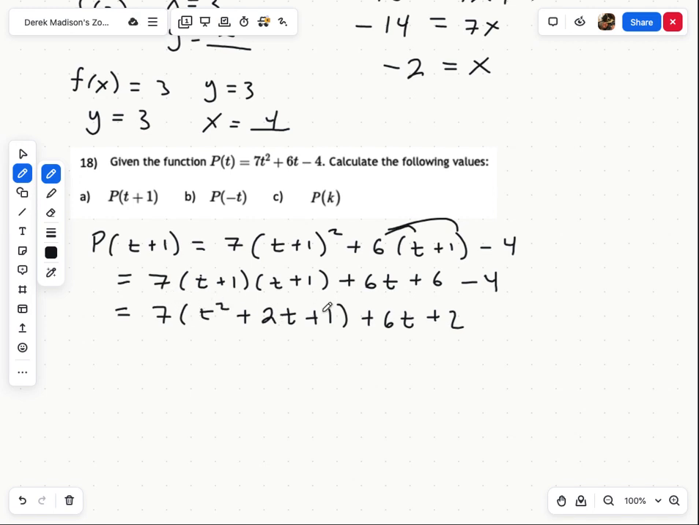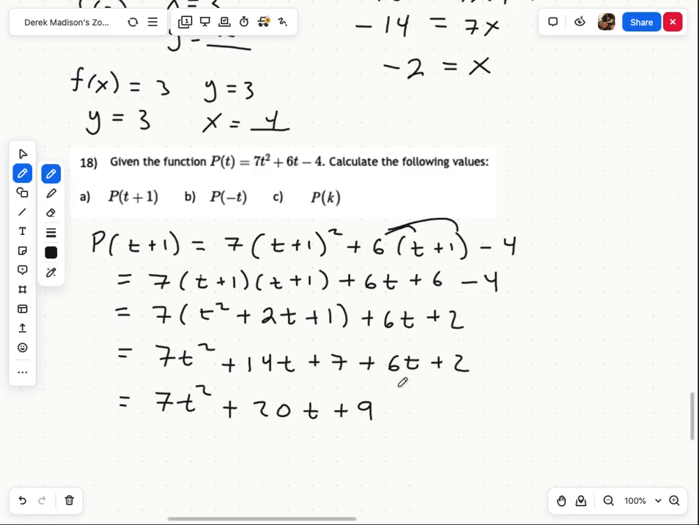And now I'll go ahead and distribute that 7 through. So 7t squared, 7 times 2 for 14t, and 7 times 1 for 7, plus 6t plus 2. 7t squared, 14 plus 6, that would give us 20t. 7 and 2 would make 9. And then I collected all my like terms, so that is as simple as I can make that.